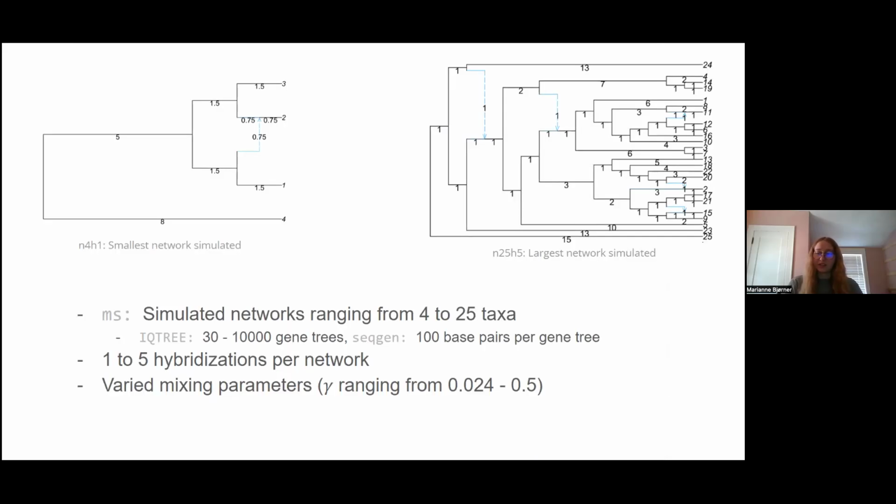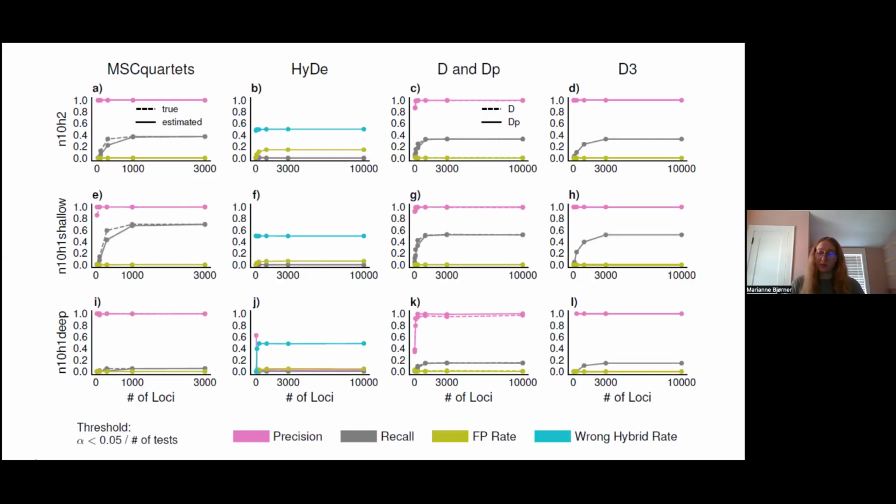So we simulated hybridization scenarios that varied in depth, quantity, and rate of gene flow. The variability in hybridization scenarios was chosen to identify hybridizations that might elude detection, as well as to compare method performance on hybridizations that may be more difficult to identify. These methods were compared in terms of precision, false positive, and recall rates.